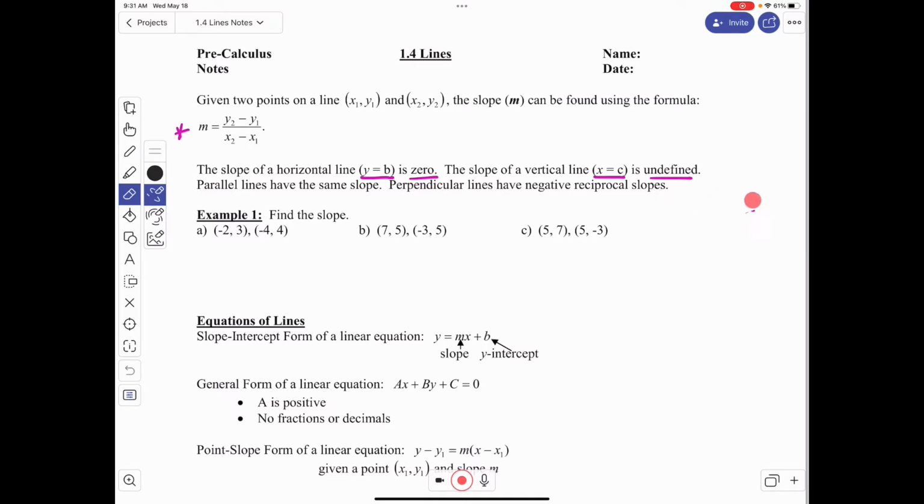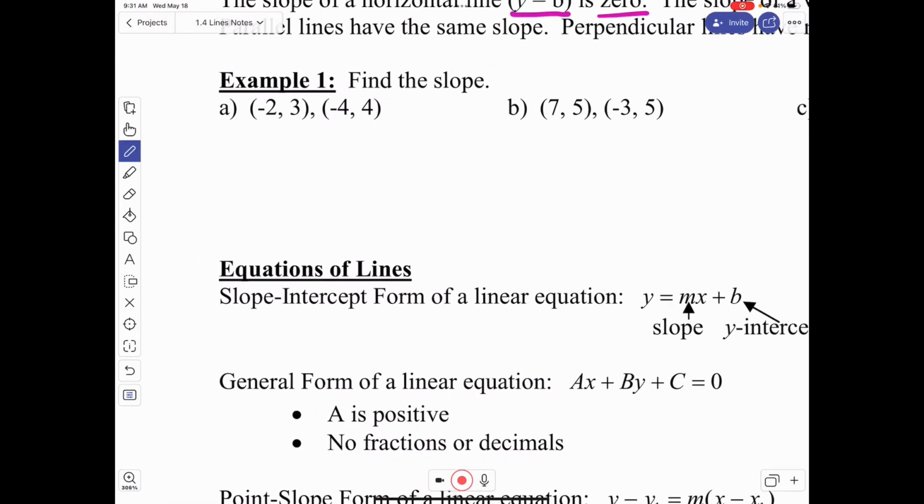Okay. All right. So on example 1, we're just simply finding the slope. This is stuff that you did from Math 1, so this is very basic, should be very easy. Remember, if you need to label these, you can. You shouldn't have to, but remember, this is x and y, this is x and y. These are your first set of points. These are your second set of points, okay?